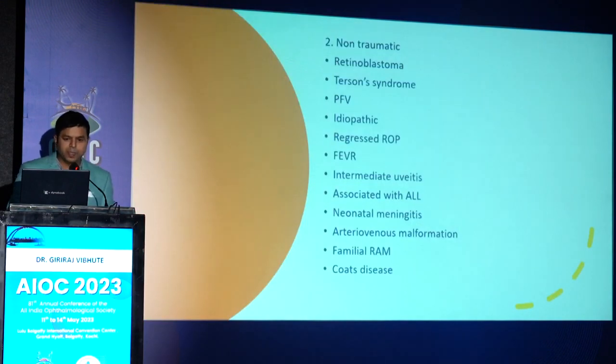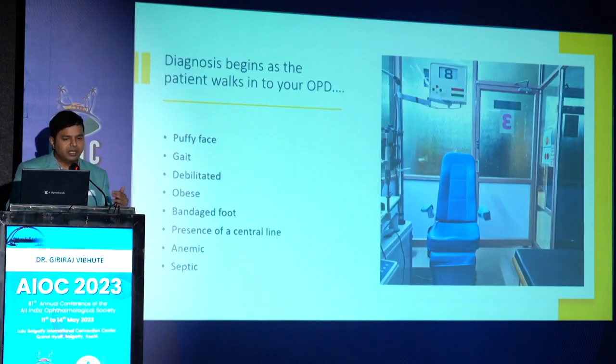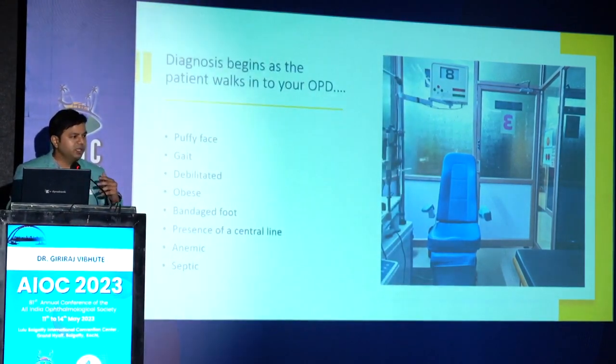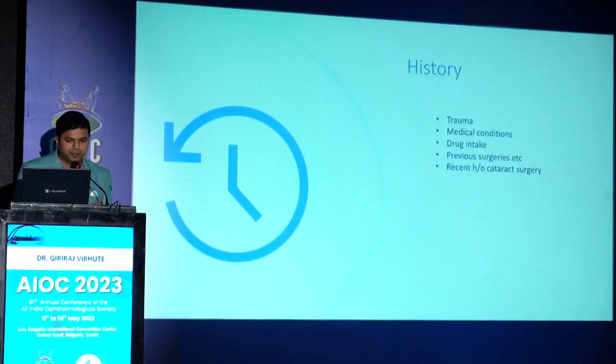So diagnosis for a vitreous hemorrhage patient, you start thinking about the diagnosis as soon as the patient enters your OPD. The patient may be having a puffy face, you have to look at his gait, he may be debilitated or he may be obese, and he may be having a bandage to his foot, or there may be a central line poking out of his neck. He may be looking pale or he may be looking septic, for which he is being treated.